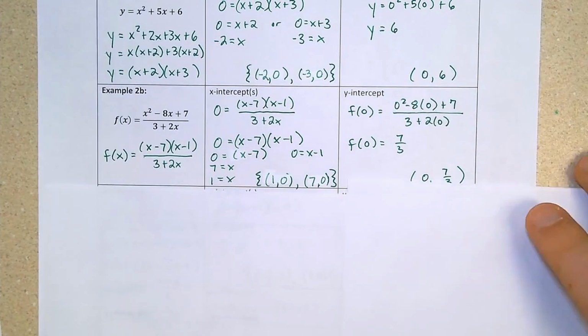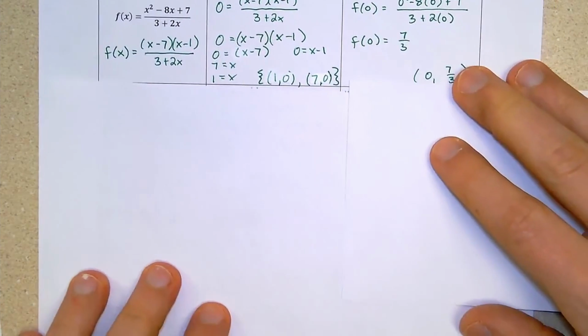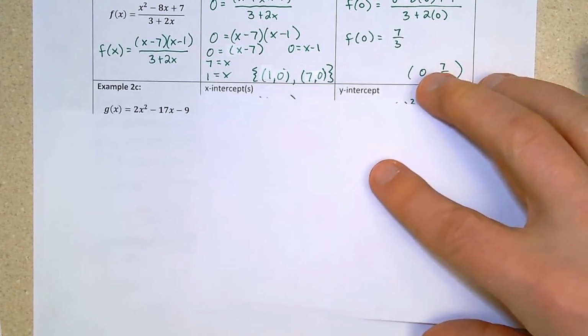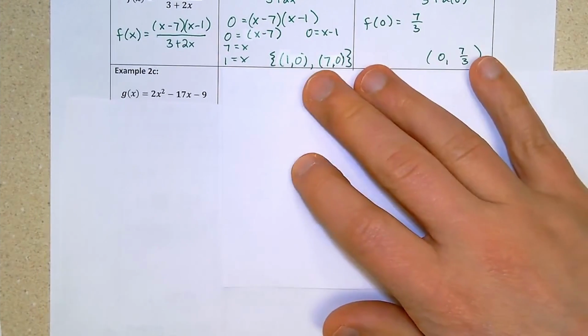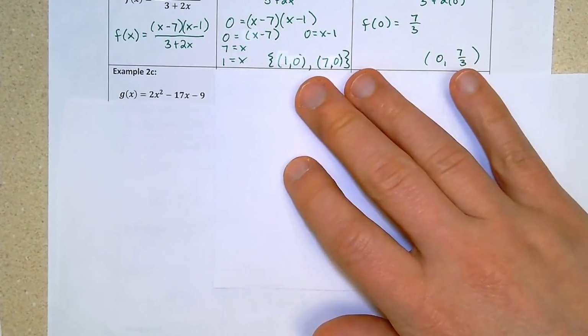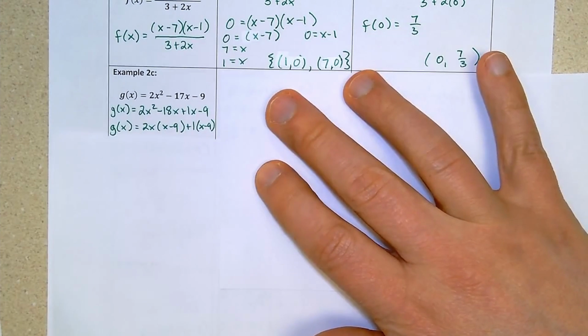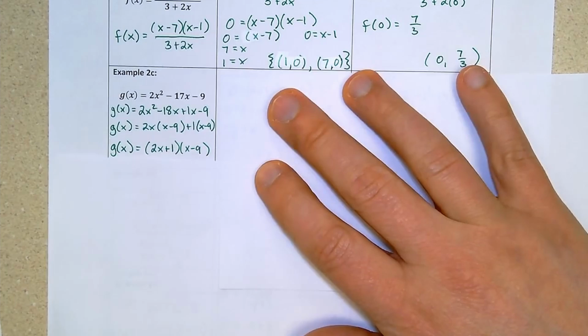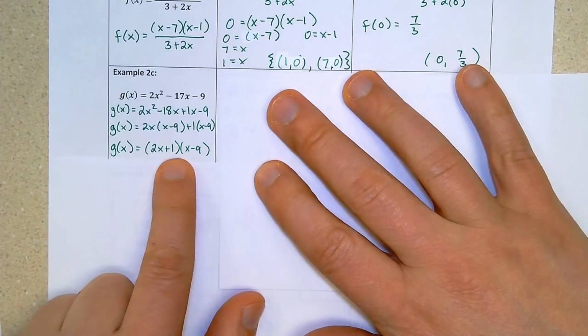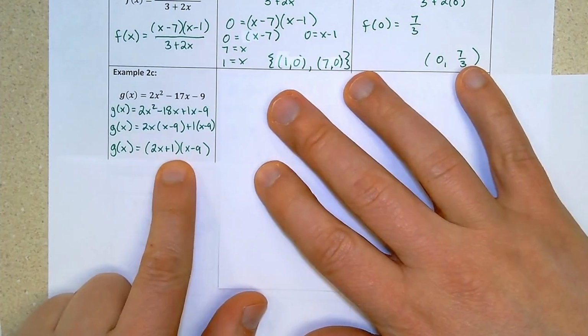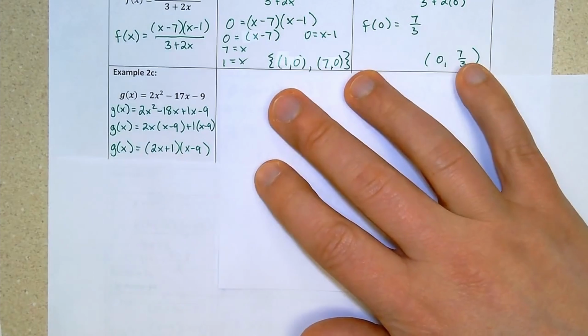Okay. Moving on to example 2c. This is a quadratic that requires a little more effort in the AC method. We split the middle term and we factor by group, and we arrive at a factored form. The factored form of polynomials is always the best form for finding intercepts, in my humble opinion.